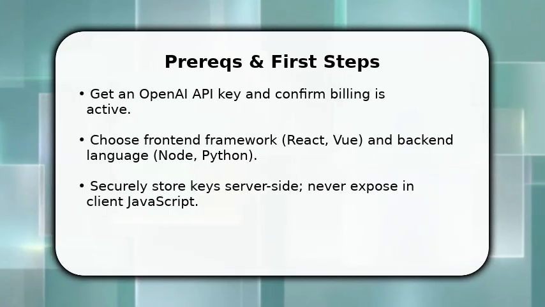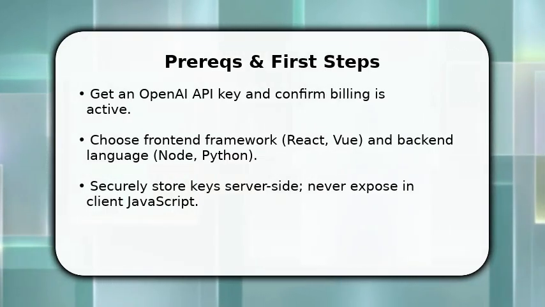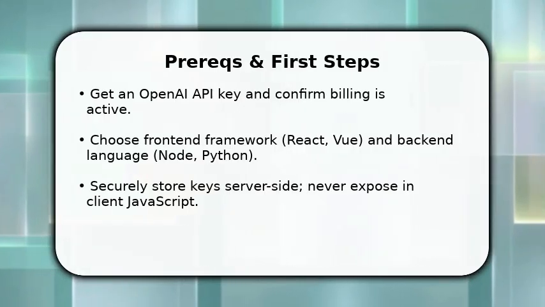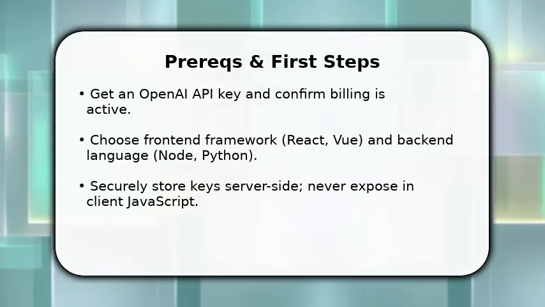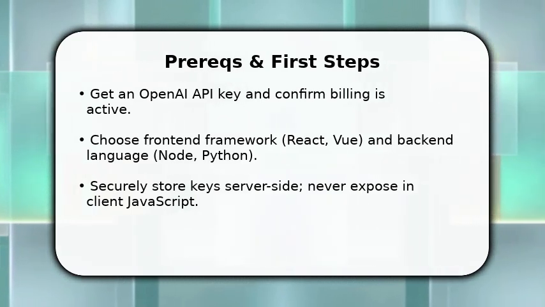Make sure to store the API key in environment variables and use HTTPS. Avoid placing keys in the browser. From here, wire a simple fetch call from your front end to that server route to test the request flow.